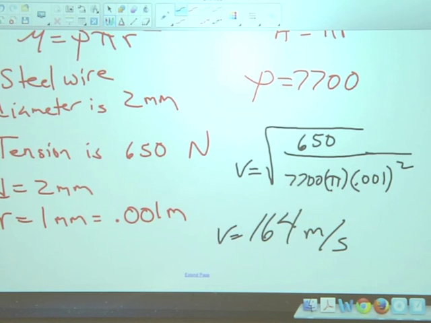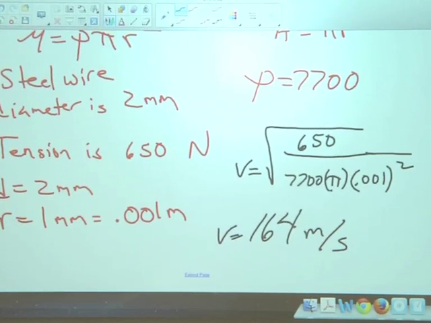Pretty straightforward. I think the hardest part is just punching in the calculator correctly. So again, parentheses are your friends. If you've got more than one operation going on in the numerator and/or denominator, you need to use parentheses in order to make it work.